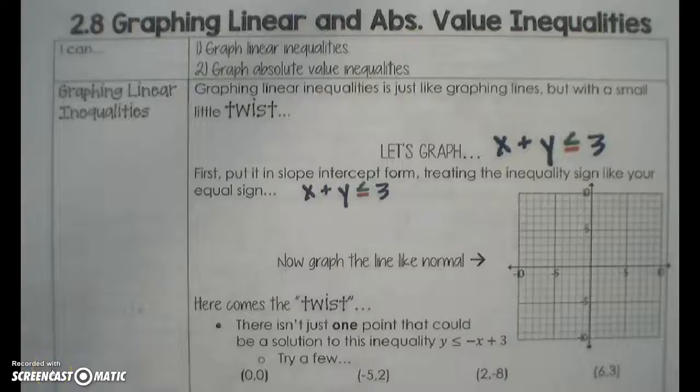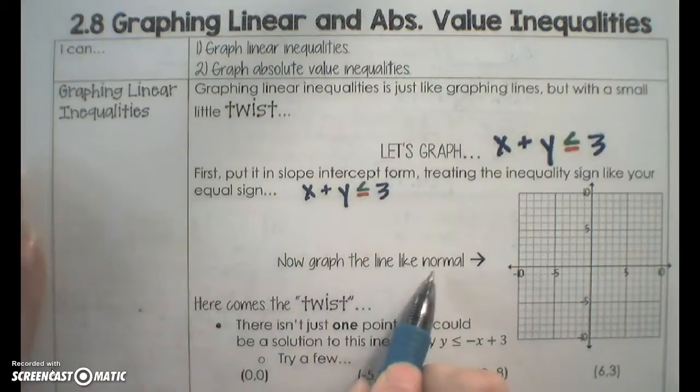All right, so in 2.8 lesson, kind of backtracking just for a second, but we're going to graph linear inequalities and absolute value inequalities. And it's fairly easy, and this should actually be kind of review for you, where we're graphing a line and then we are shading a region to include all of the values. So let's take a look at this first one.